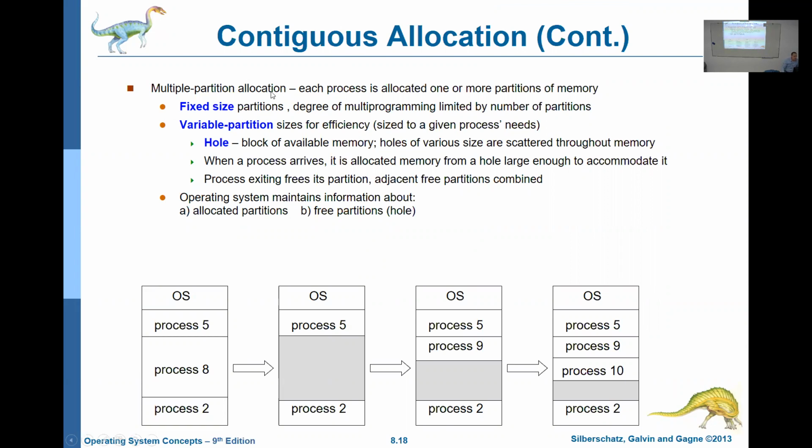Multiple partition allocation. Each process is allocated one or more partitions of memory. So here what we're going to say is we have fixed size partitions. Here I changed the slide a little bit. We have fixed size partitions, but each program can be given maybe multiple pieces. So for example, in this picture here, process 8 has several sections of memory.